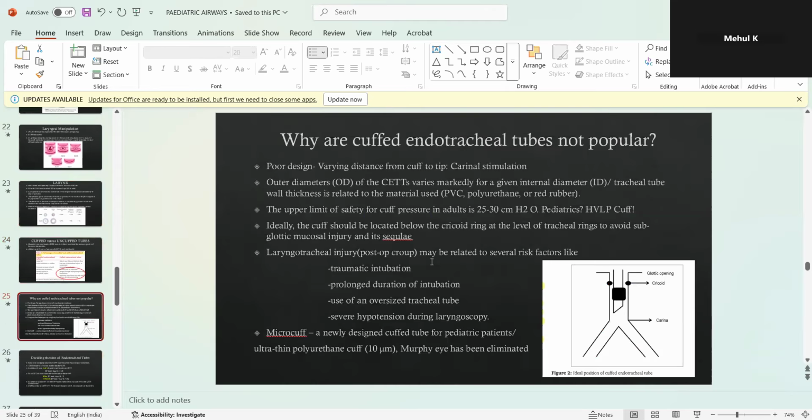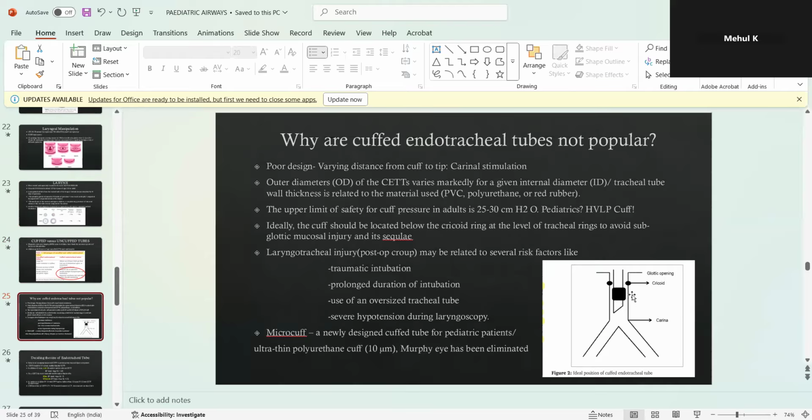So, why are cuffed endotracheal tubes not very popular in the pediatric population? Why the hesitation? It's usually because of poor design. When you use a cuffed tube, the distance from the tip of the tube to the cuff varies a lot as the manufacturer and design change. The goal when using a cuffed tube is to prevent subglottic edema, edema at the level of the cricoid. You always ensure that the cuff of the tube is beneath the cricoid.